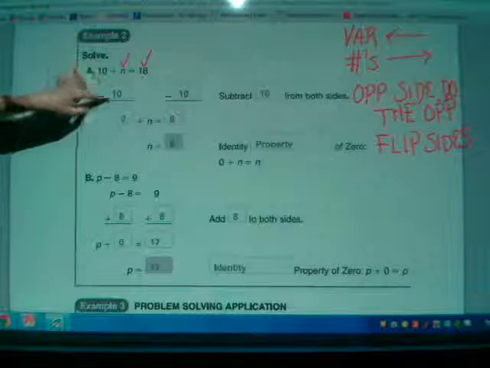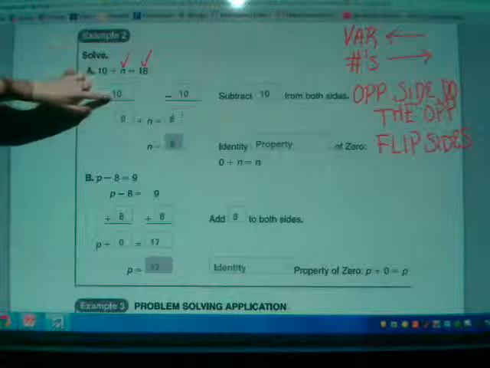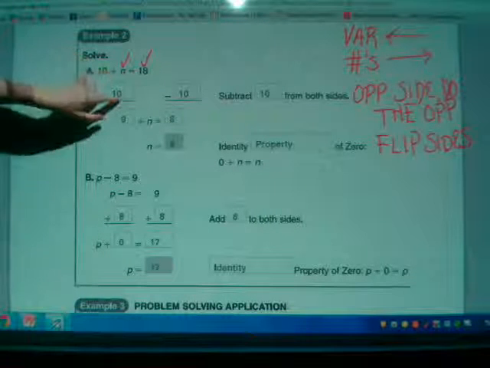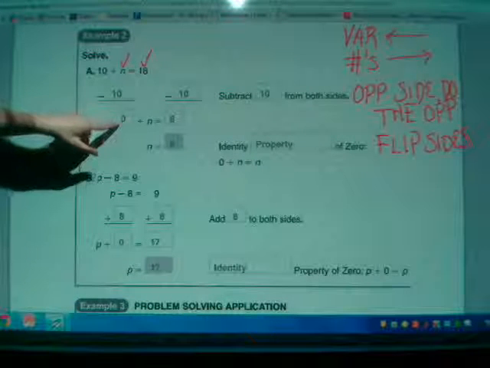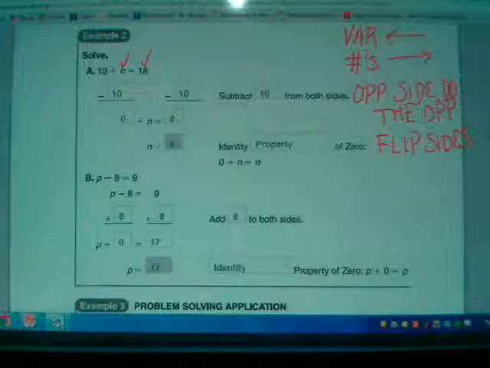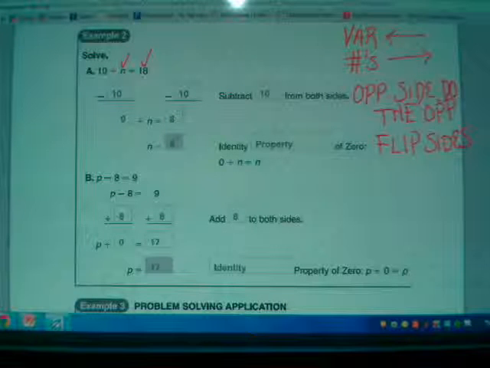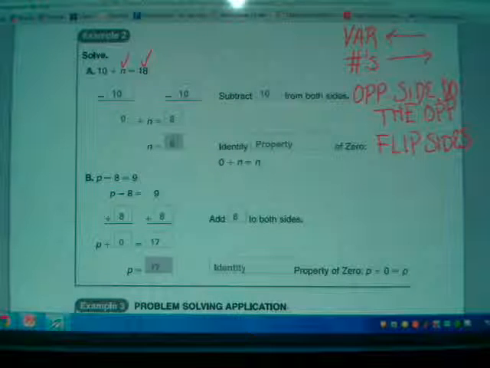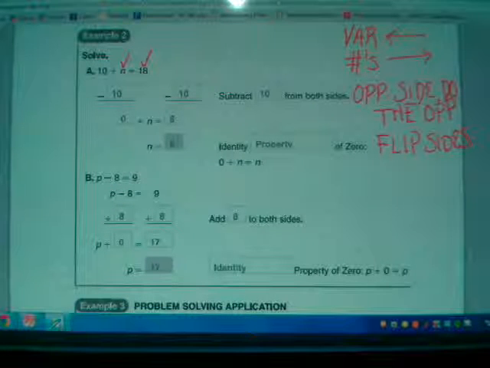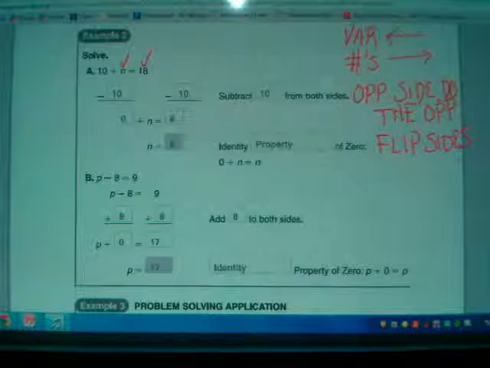Now notice what happens here with the 10s. I had this 10 and then I subtracted it off. Well, 10 minus 10 goes to 0, which is what you see in this third line, the first box. That's what should happen every single time. If you had 10 plus 10 there, you'd have 20 and you wouldn't have gotten rid of the number. Remember, the whole idea is to send the number to that right side so we can solve the equation.